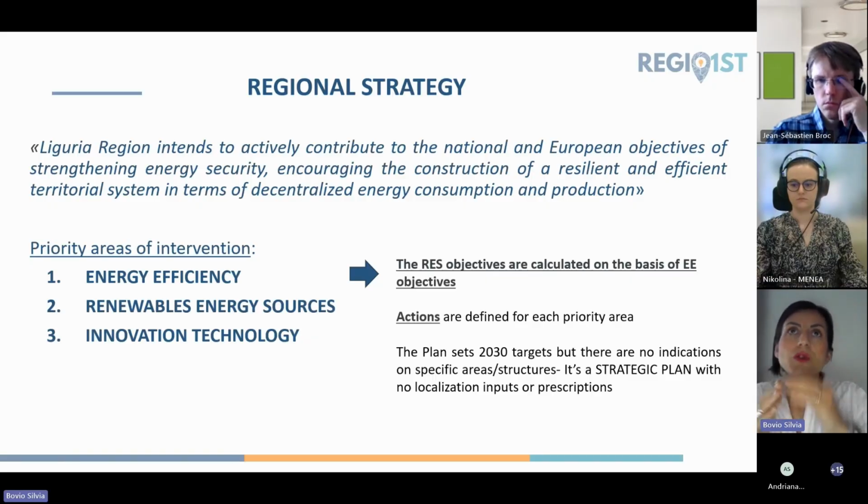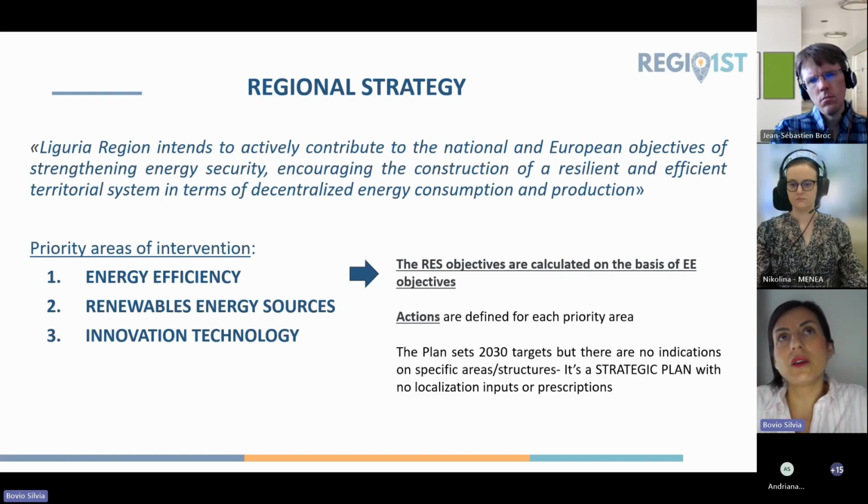objectives. So first of all, we set a baseline of our energy situation in Liguria, and this baseline was related to the year 2021. Then we tried to set up firstly the energy efficiency objectives. On the basis of the energy efficiency objectives, we have calculated the renewable energy sources objectives, and then we define some actions for each priority area.